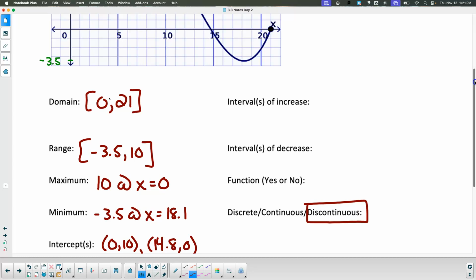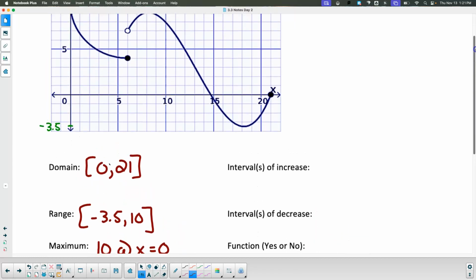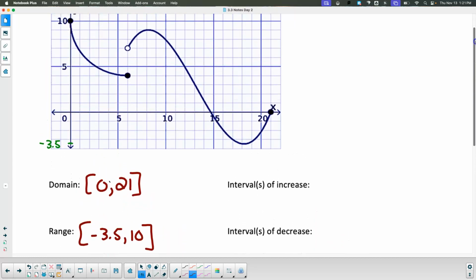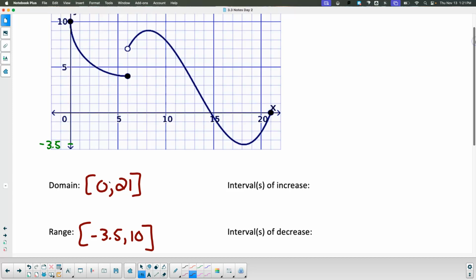Let's work our way back up. Function, yes or no? No. Yes. Why not? Because it doesn't have exactly one output. Yes, it does. Oh, so it is a function. The vertical line test, you mean? Vertical's up and down, yep.